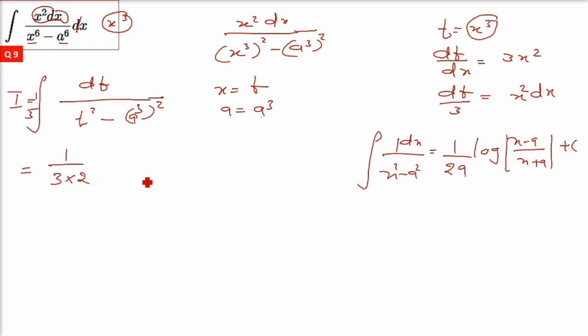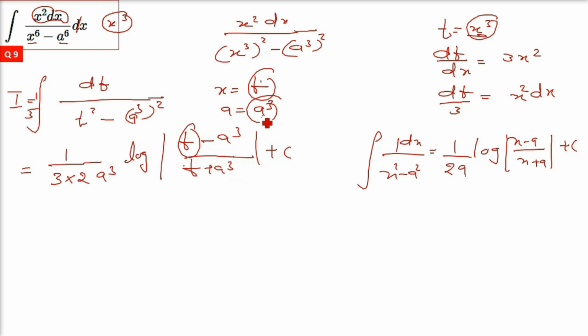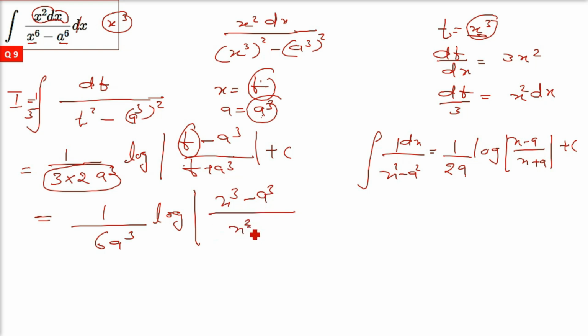So 1 by 3 was already there outside. 1 by 2a, a is a cube here, so 1 by 2a cube. Then log of t minus a cube divided by t plus a cube. I'm just trying to make things easier for me, so I'm writing t minus a cube by t plus a cube plus constant of integration. t we have to replace finally by x cube. So this will become 1 by 6a cube, then log modulus of x cube minus a cube divided by x cube plus a cube, plus constant of integration.